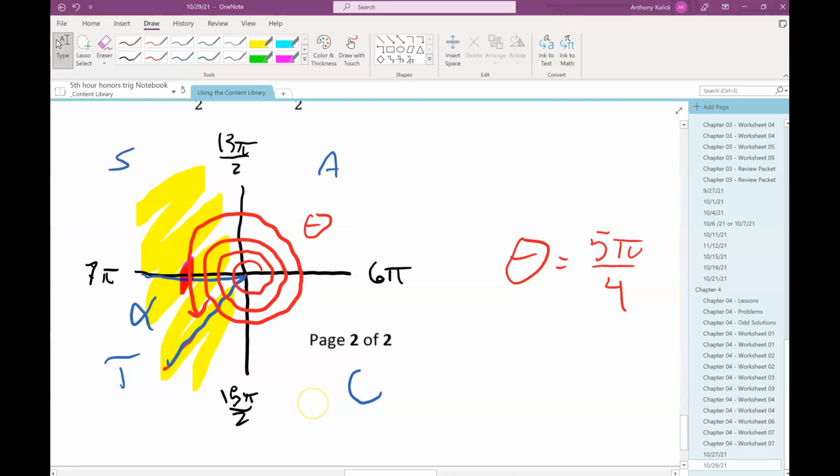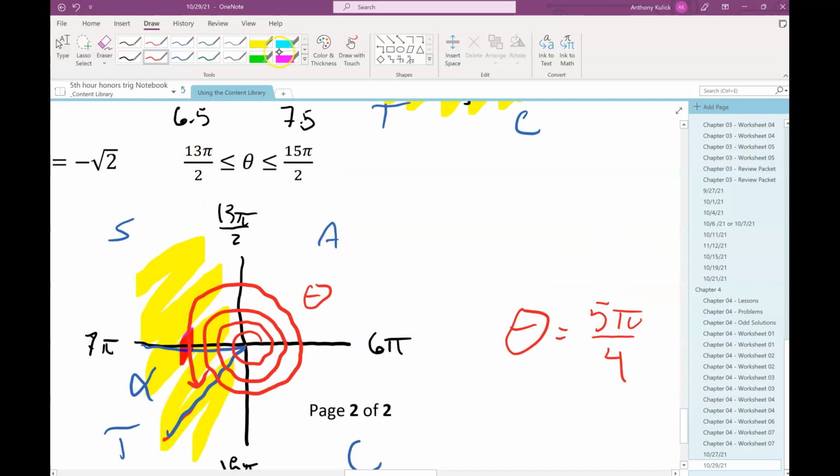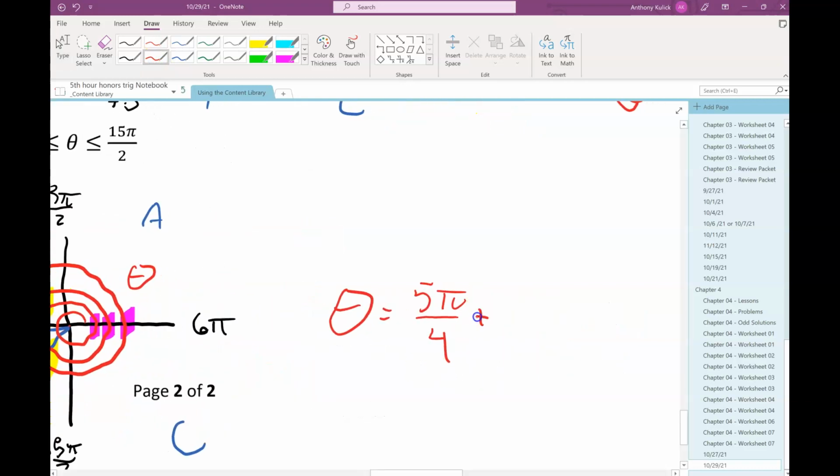But that's obviously not my answer because that's not between 13 pi over 2 and 15 pi over 2. To get to that value, I went around 1, 2, 3 times before I got there. So I'm going to be adding 2 pi to this 3 times. So when I do that, that's going to be 8 over 4, 8 over 4, 8 over 4. So 29 pi over 4 is my answer.